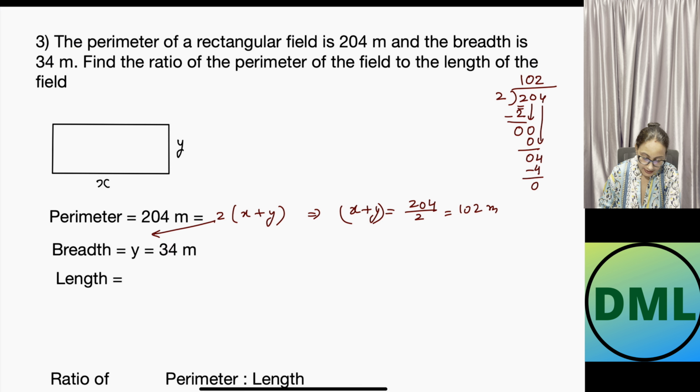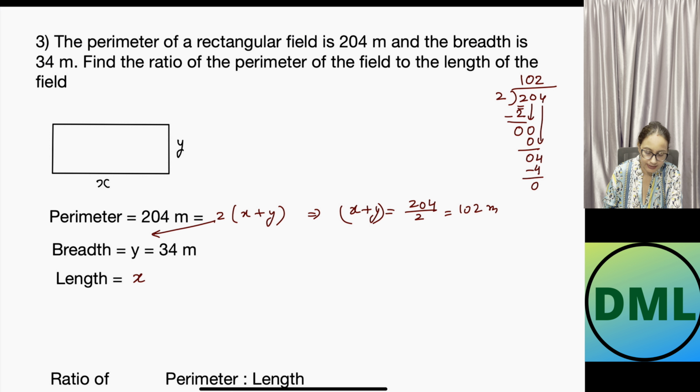X plus Y is equal to 102 meters. He says that the breadth is 34 meters. What is my breadth? My breadth is Y. Y is 34 meters. Let's calculate the length of the rectangle. Length of the rectangle will be given by the X value.